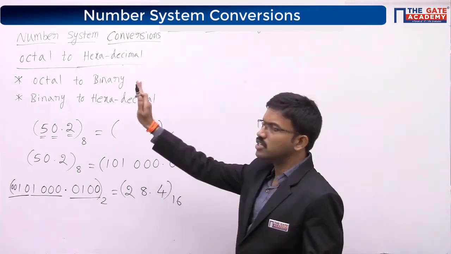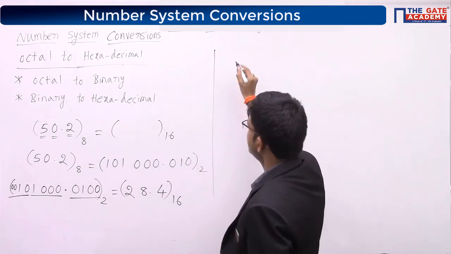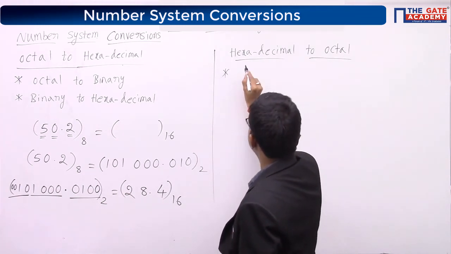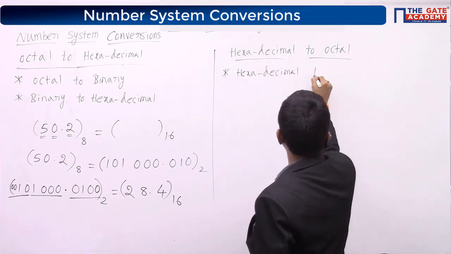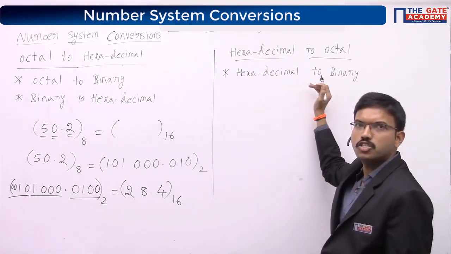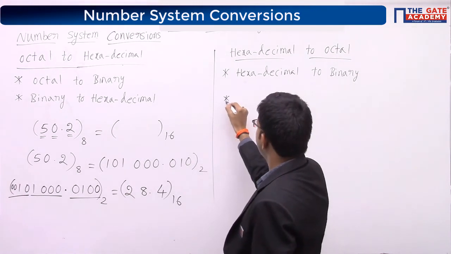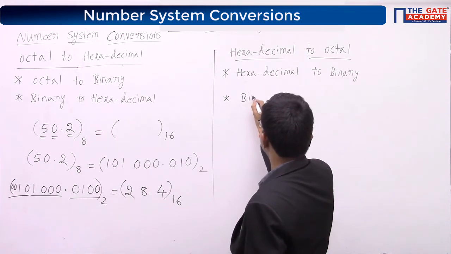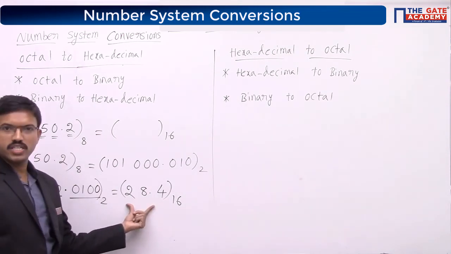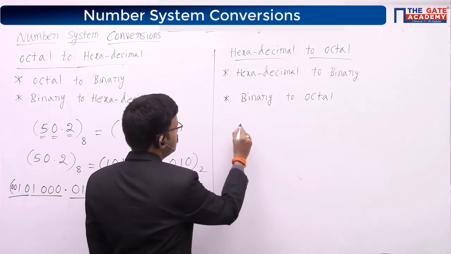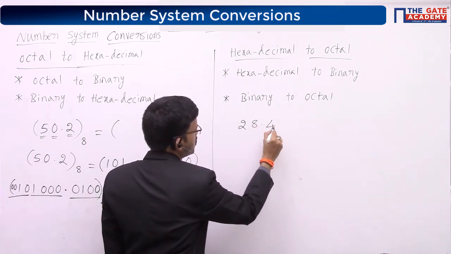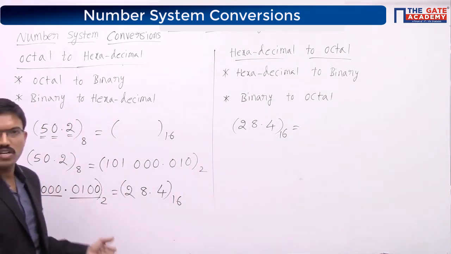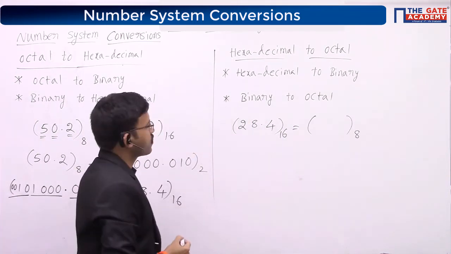Okay, similarly you do the reverse conversion, that is hexadecimal to octal. Here first step is, first we'll convert the hexadecimal number into binary, by representing each digit with 4 bits, and then this binary number we will convert. So here I will consider the hexadecimal number we got, 28.4 base 16. Okay, let us convert it into octal. Let us check whether we are getting the same number or not.